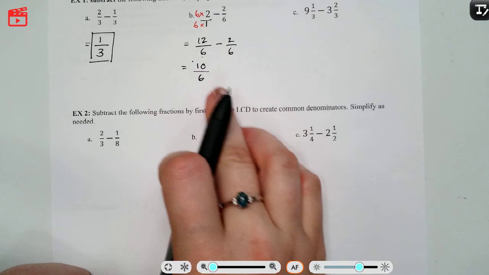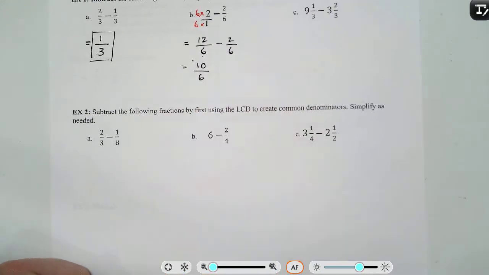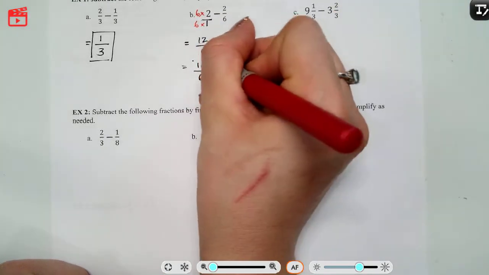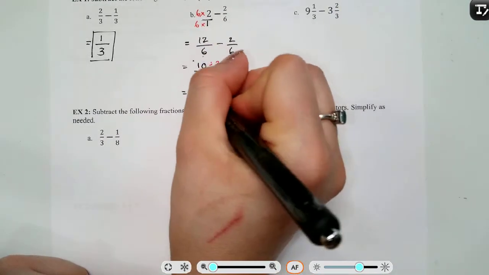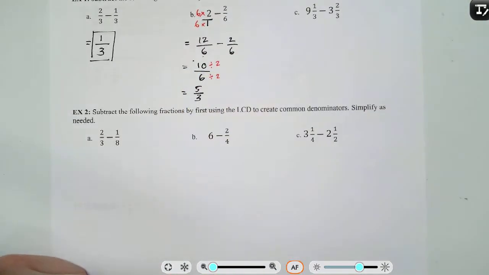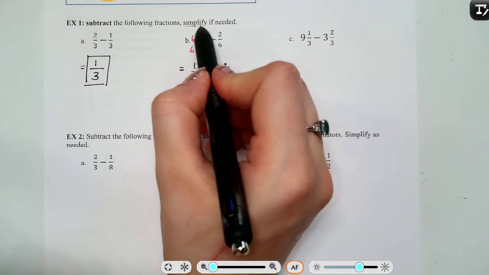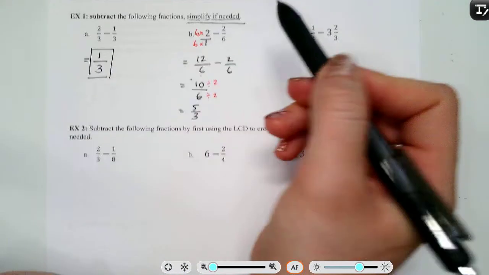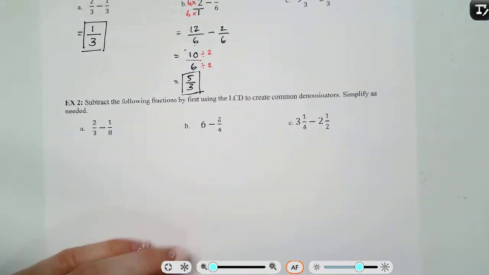Oh, wait a second. Is that simplified? 10 and 6, those are both even numbers. I can divide them both by 2. That's going to be 5 over 3. So careful there, I almost boxed my answer, but that wasn't simplified. And remember, my direction said simplify if needed. Okay, so now I simplified it, and now I can box my answer.